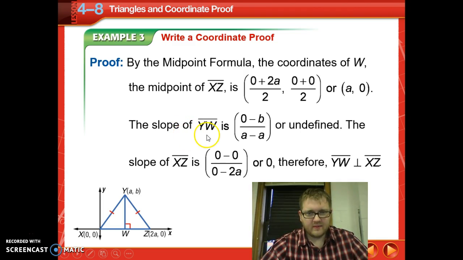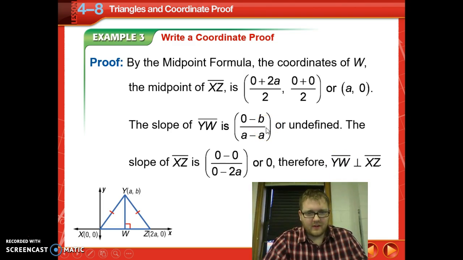The slope of YW is the change in y, which goes from 0 to b. So we'll say 0 minus b. And the change in x is nothing because it stays at a between these two points. So we have 0 minus b over a minus a. a minus a becomes 0, which is undefined. The slope of XZ, on the other hand, would be a change in y, which is 0, over change in x, which is 2a. So it still becomes 0. Because one is undefined and one is 0, we know that they're perpendicular.